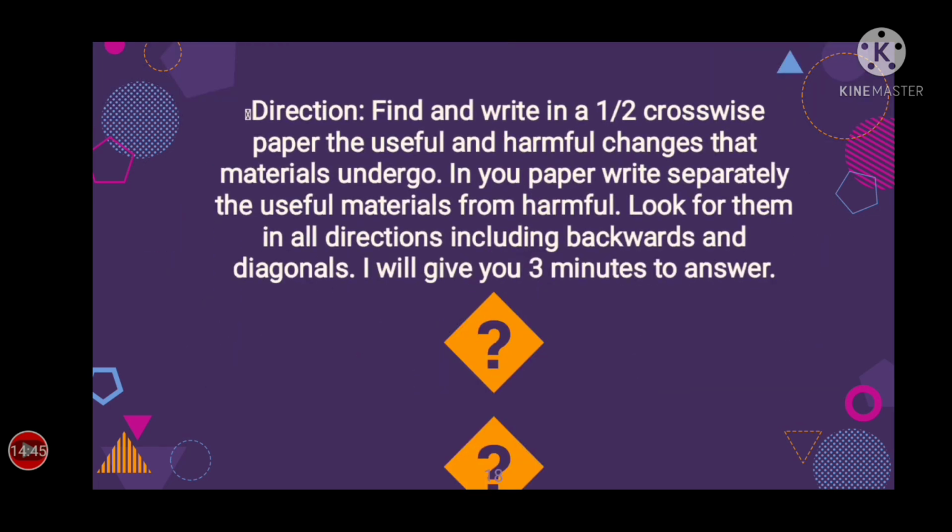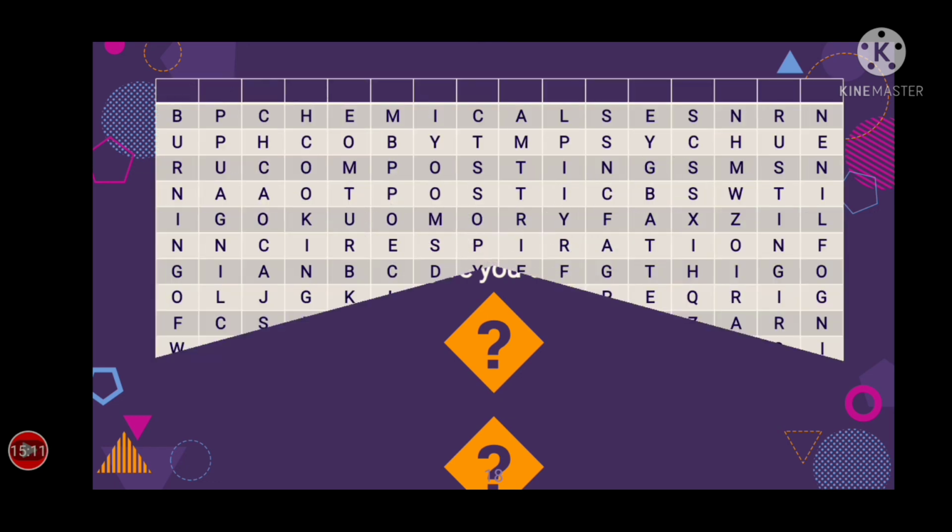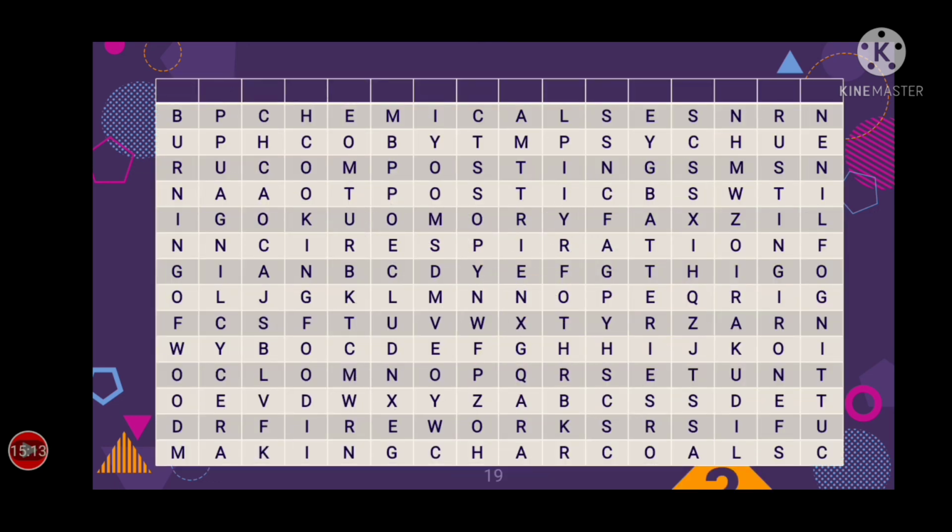So now I have here a direction. Let's apply what you have understood from our lesson. Find and write on a one-whole crosswise paper the useful and harmful changes that materials undergo. Write separately the useful materials from harmful. Look for them in all directions, including backwards and diagonals. I will give you 3 minutes to answer. So here is the table. Okay, I think time is up.